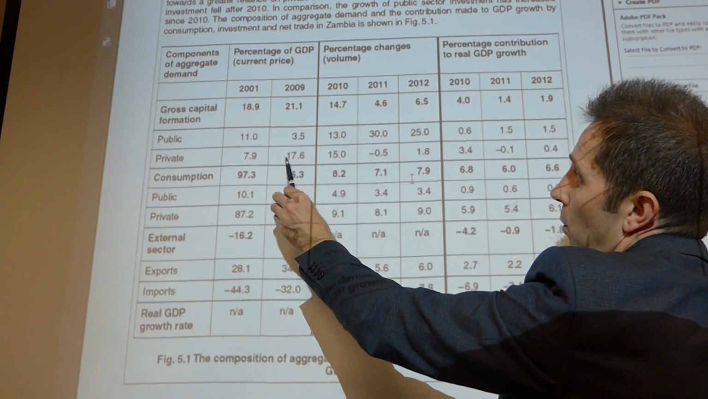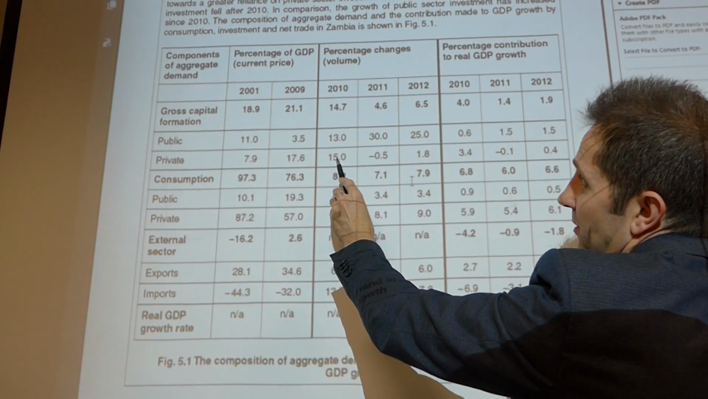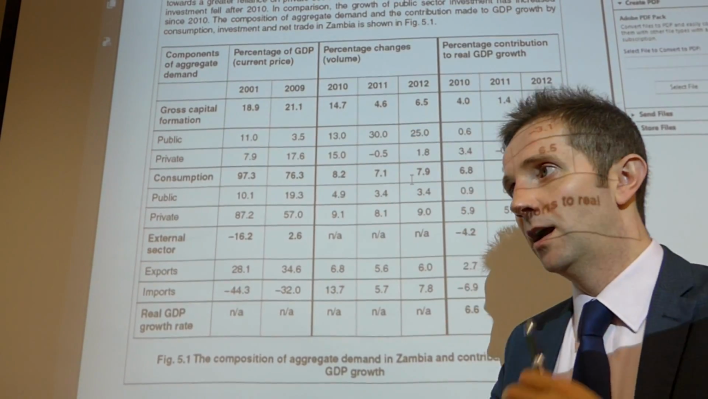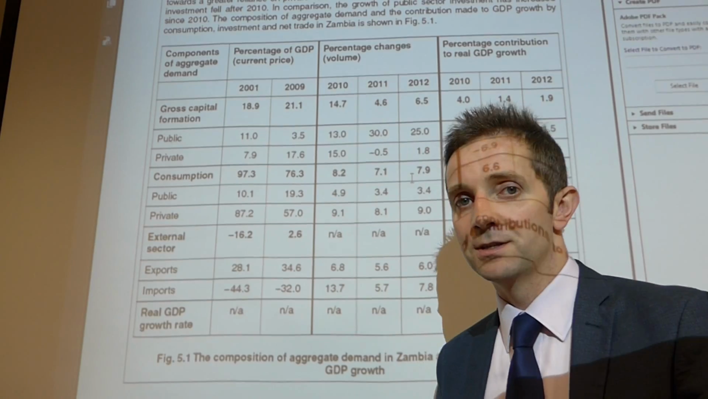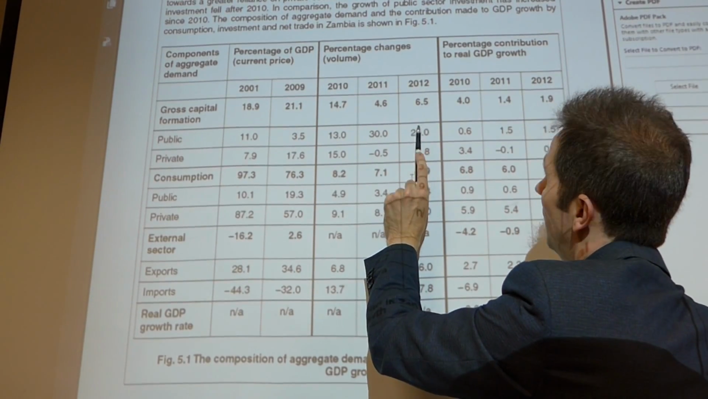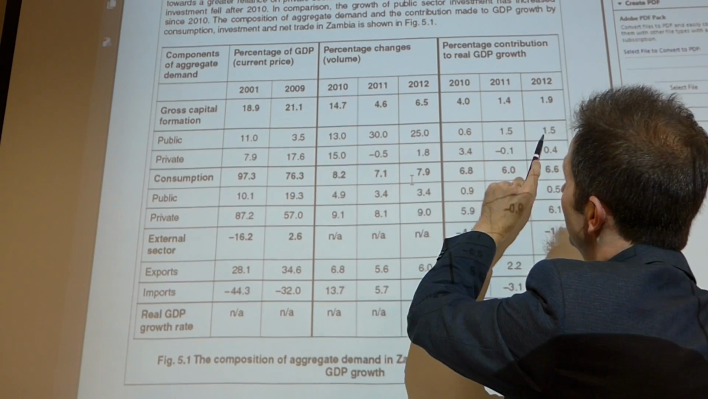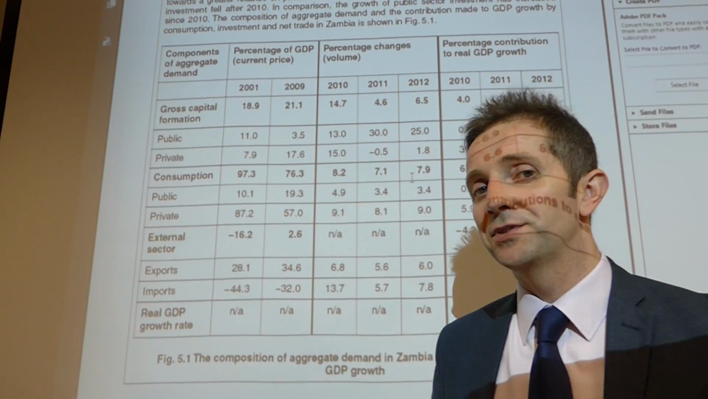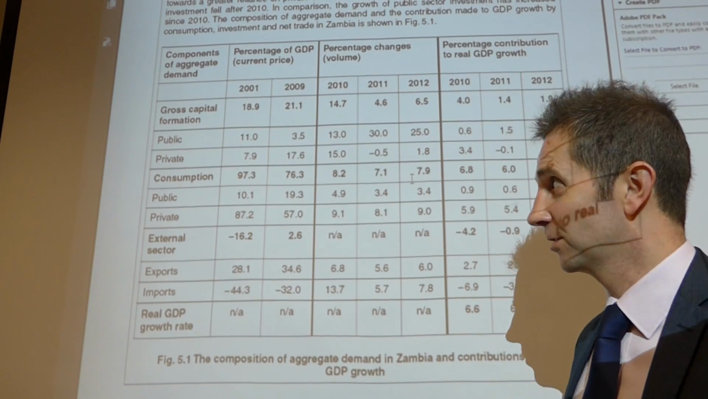We see a move away from private sector investment back towards being dominated by the public sector, and we know all the issues surrounding that. And indeed, this public sector investment, whilst it's a 25% increase, if we fast forward here, it only contributes 1.5% to the overall growth of the Zambian economy.